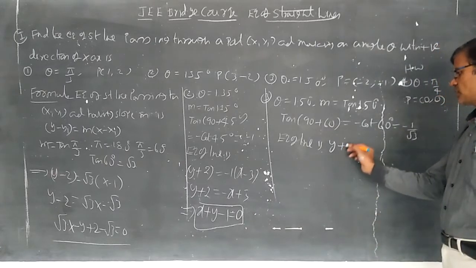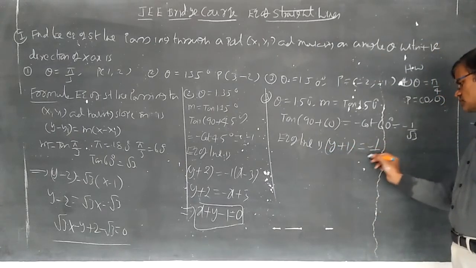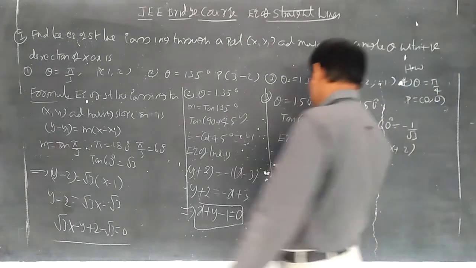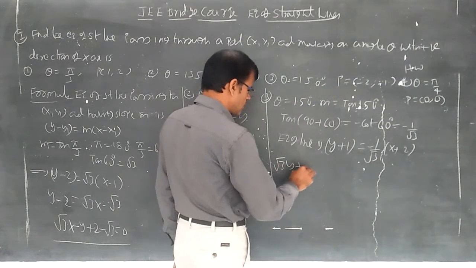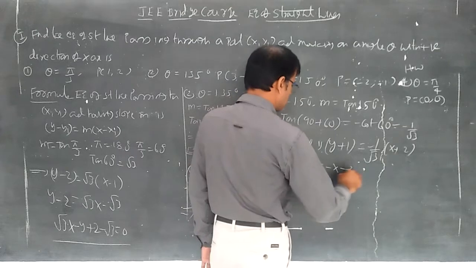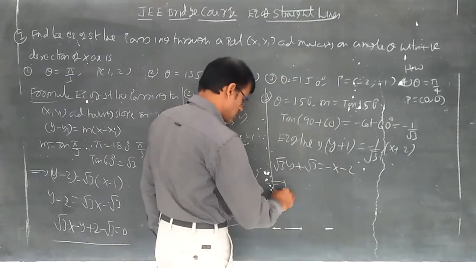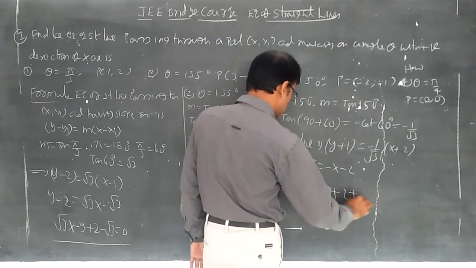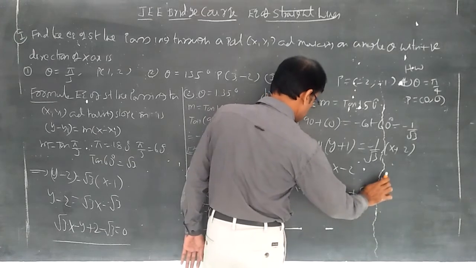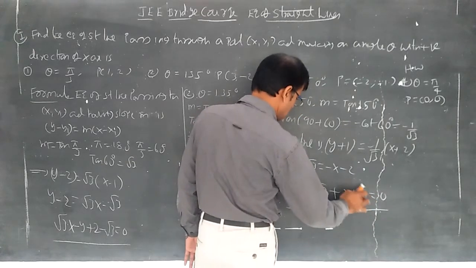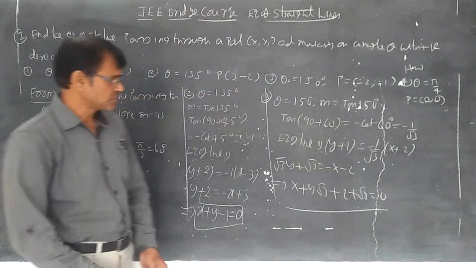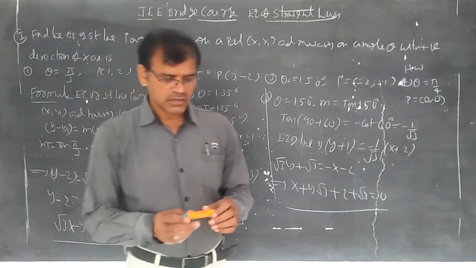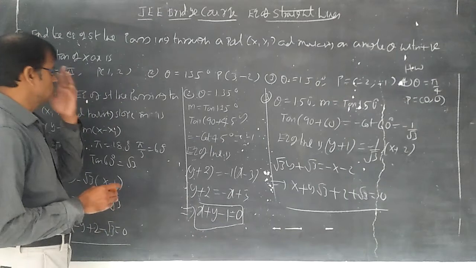is y plus 1 is equal to minus 1 by root 3 into x plus 2. Taking cross multiplication, we can get root 3 y plus root 3 is equal to minus x minus 2. That one taken this side, you can write x plus root 3 y plus 2 plus root 3 is equal to 0. This is the equation of straight line passing through a point, and using this you do the homework. This is the model I want to discuss with you today.